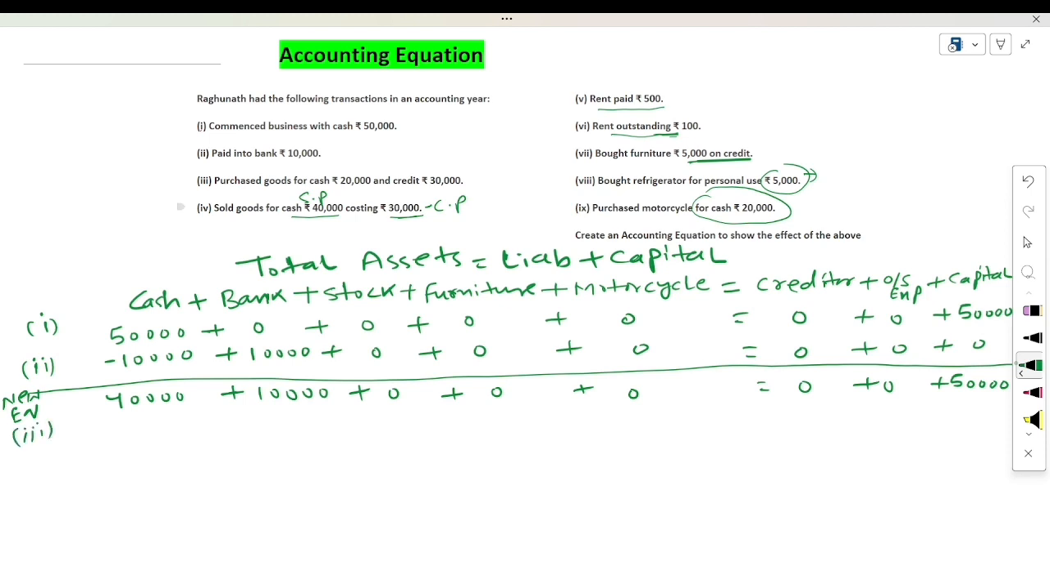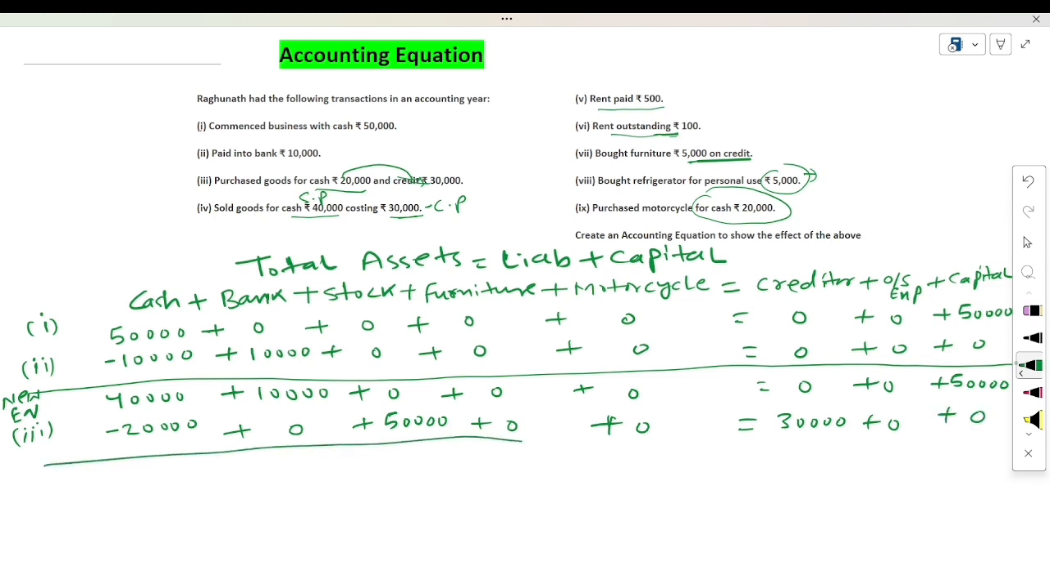Now come to the third transaction. In the third transaction, purchase goods for cash 20,000 and credit 30,000. It means total stock, how much are you purchasing? 20 plus 30, it means 50,000. So first of all, your stock value will be increased by 50,000. From cash, how much are you purchasing? 20,000. It means your cash value will be decreased by 20,000, and your creditor value will be increased here by 30,000, plus 0, plus here there will be no impact.